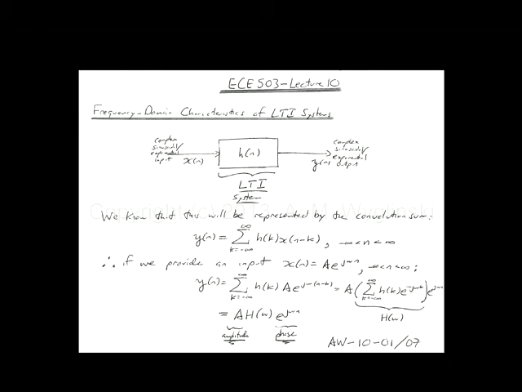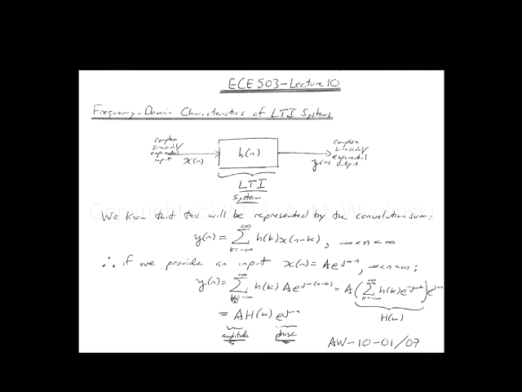So in this slide, we have a very specific example where we feed a complex exponential into the system H of n. And what we're wondering is, we're going to get an output y of n that's also a complex exponential. And the question is, what does h of n do? How does it affect that complex sinusoid, or complex exponential, going in? And the answer is, we go to convolution.